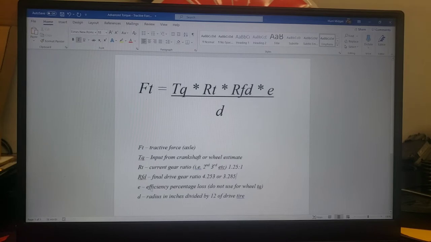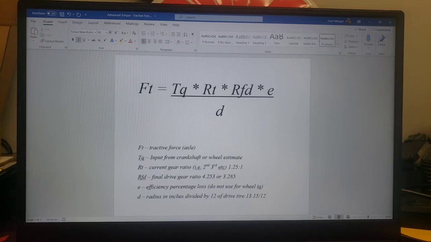E, efficiency percentage loss. This is one that kind of is a little bit of a thorn in my side. I don't truly believe it's easy to calculate, so I don't use it. And if you're using wheel torque, your drivetrain loss, whether it's 10%, 30%, whatever imaginary number somebody hands you, don't use that. D, we're dividing by something here. D is the radius in inches divided by 12 inches, because it's foot-pounds of the drive tire. So for instance, I have a 26.3-inch tire. I'm going to be 13.15 divided by 12. And that's going to be what my term for D is in this case.